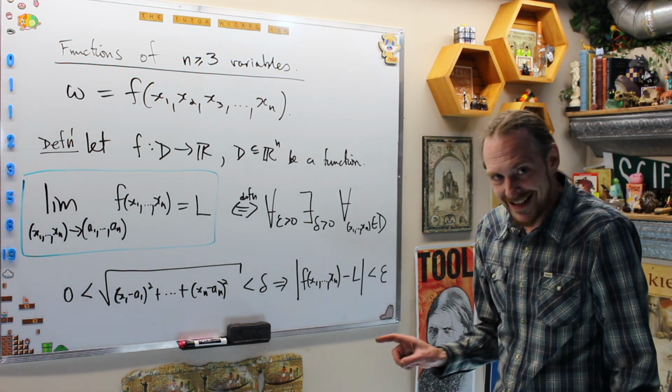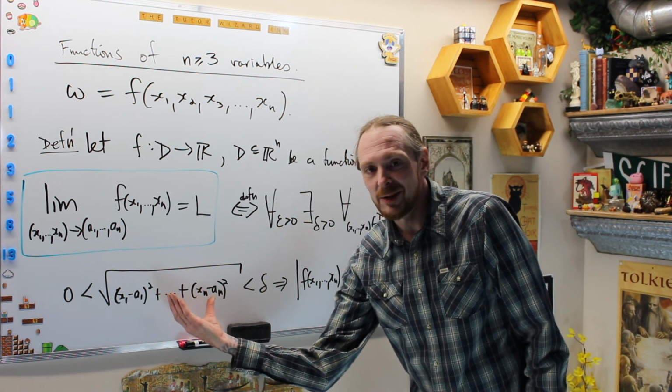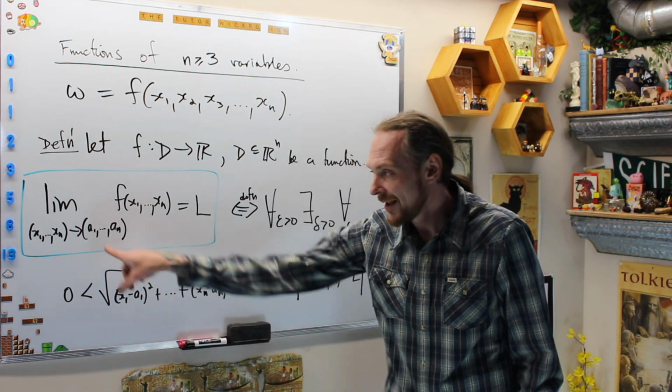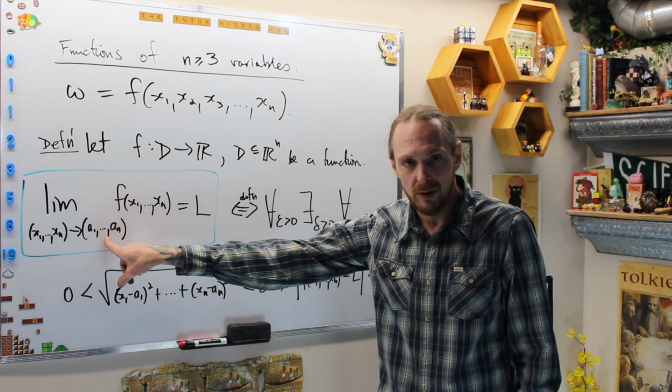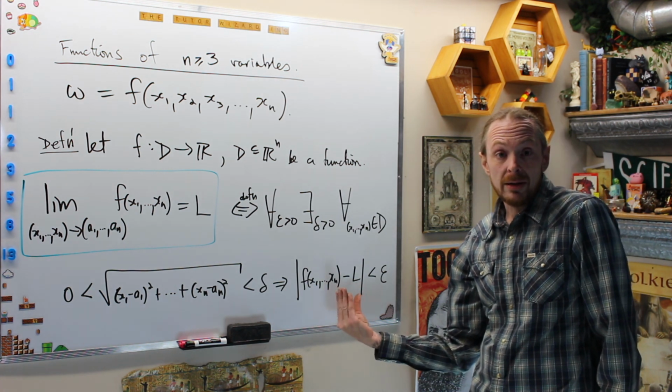Again, what the heck is that saying? That's saying that when the distance between points in our domain and the value we're approaching, the n-tuple, is arbitrarily small, we can make our function get arbitrarily close to the value L in one dimension.